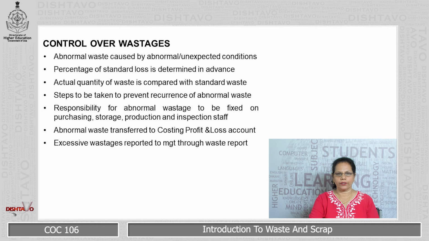Control over wastages. Abnormal waste is caused by abnormal or unexpected conditions. Percentage of standard loss is determined in advance. Actual quantity of waste is compared with standard waste. Steps have to be taken by the management to prevent reoccurrence of abnormal waste. The responsibility for abnormal wastage is to be fixed on the purchasing, storage, production and inspection staff.